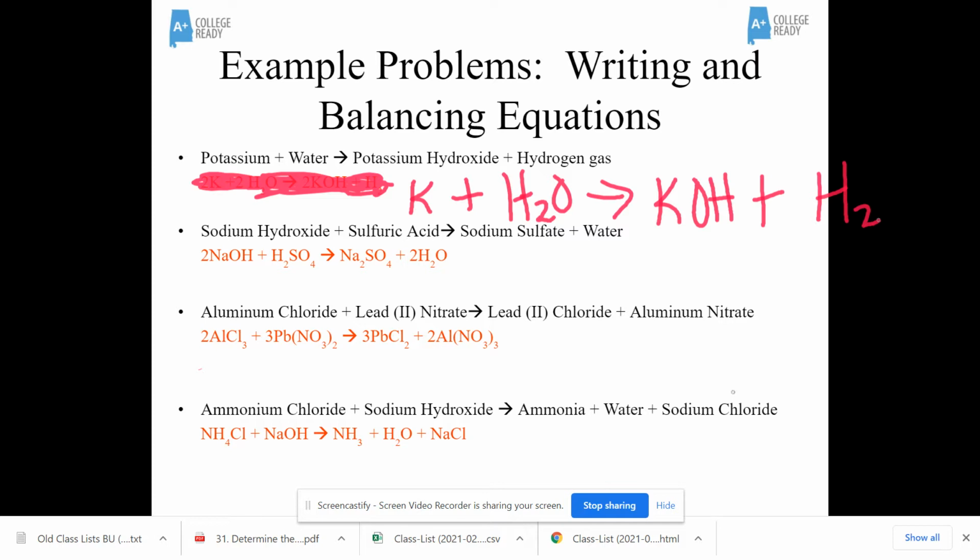So now we need to start counting atoms. How many potassiums do I have on either side? How many Ks on the left side and the right side? One of each. Okay? How many oxygens? One of each. Good. So far we're balanced. Look at the hydrogens. How many are on the left? 2. How many are on the right? 3. I've got to make them the same. What am I going to do? What could I do?